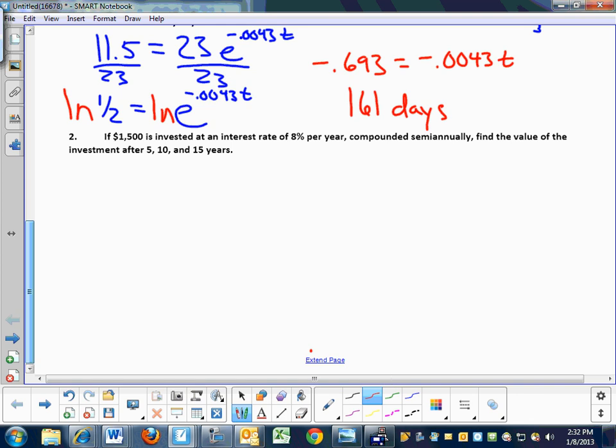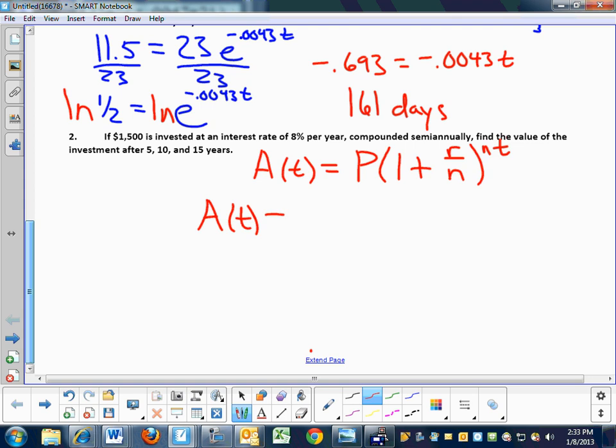If $1,500 is invested at an interest rate of 8%, compounded semi-annually, find the value of the investment after 5, 10, and 15 years. Well, first let's write an expression for it. I'm going to use this: A of t is equal to principal times 1 plus r over n to the nt. So that's my formula. And I'm wondering A of 5, A of 10, A of 15. So let's write a function that expresses that, and then we'll actually go to our calculator because that will help us do this a little bit more quickly.